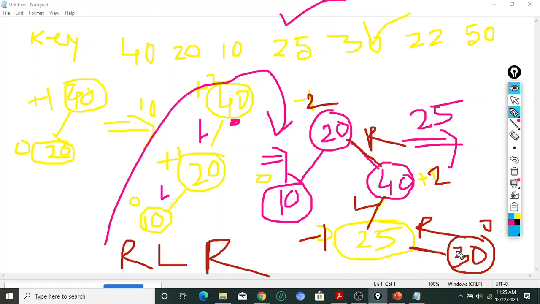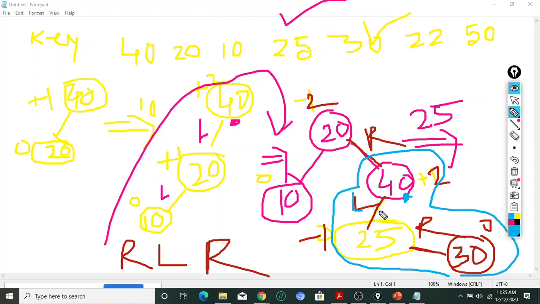Let me try to explain. I have added a node, 30. Okay, so 30 is added, so we will start from here. This is the first ancestor node, the root node, whose balance factor is 40, that is the first imbalance. So we will consider these 3 nodes. If I consider these 3 nodes, this is LR rotation.